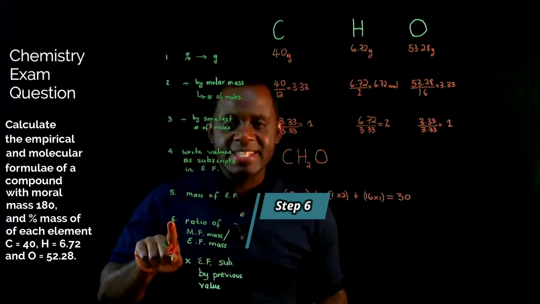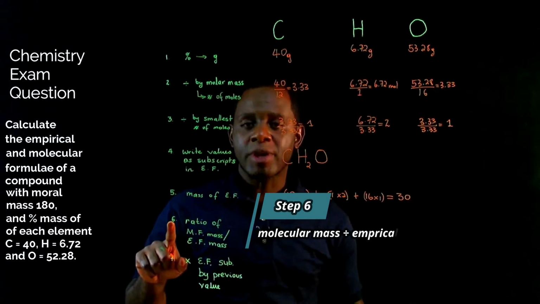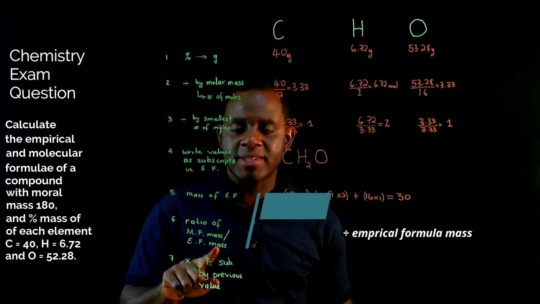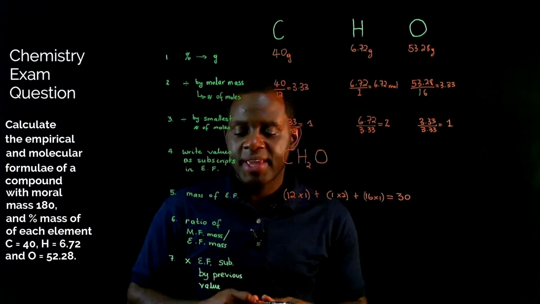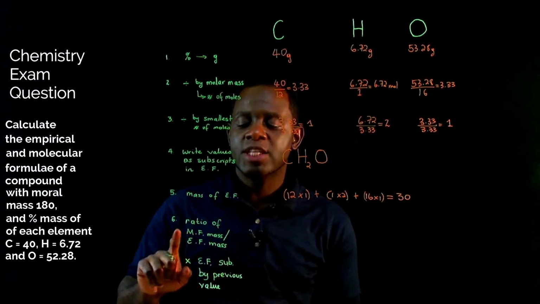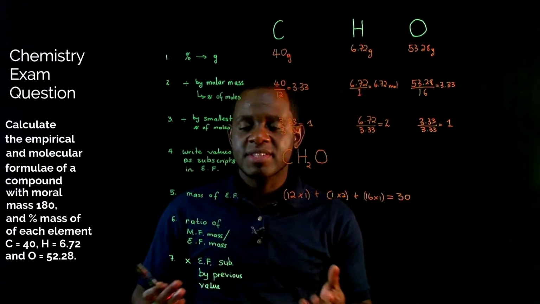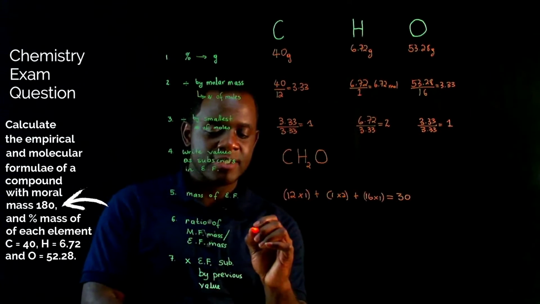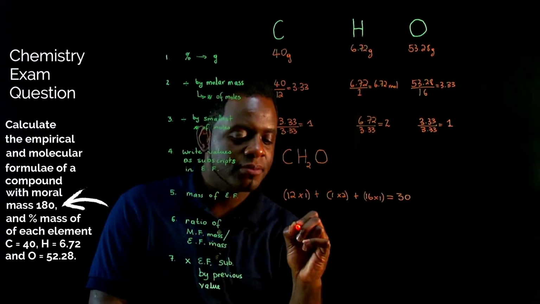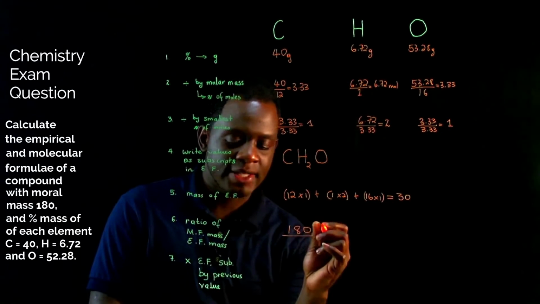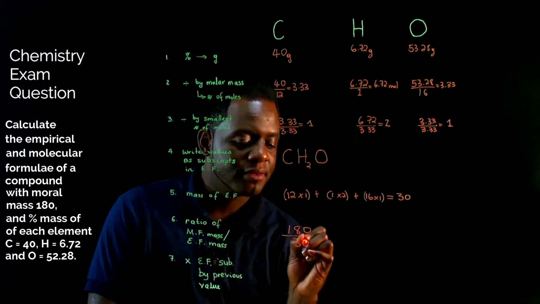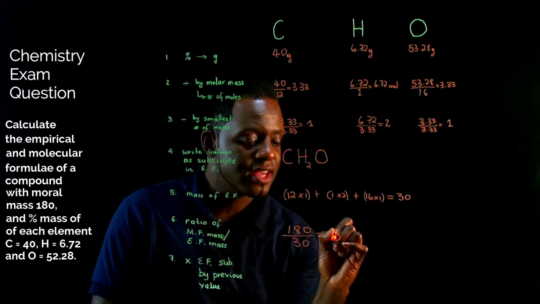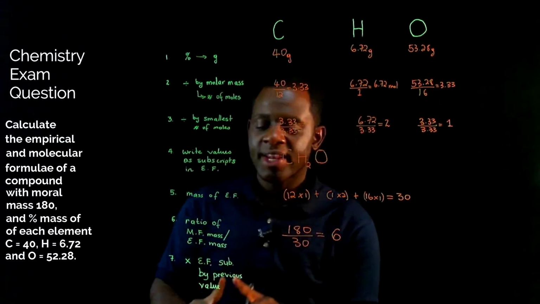The sixth step is to find the ratio of the molecular formula mass to the empirical formula mass. In other words, how many times can the empirical formula mass fit into the molecular formula mass? And we simply do a division. We are told in the question that the molecular formula mass for the compound is 180. We divide that by 30, and the value we get there is 6. We need this number for our last step.